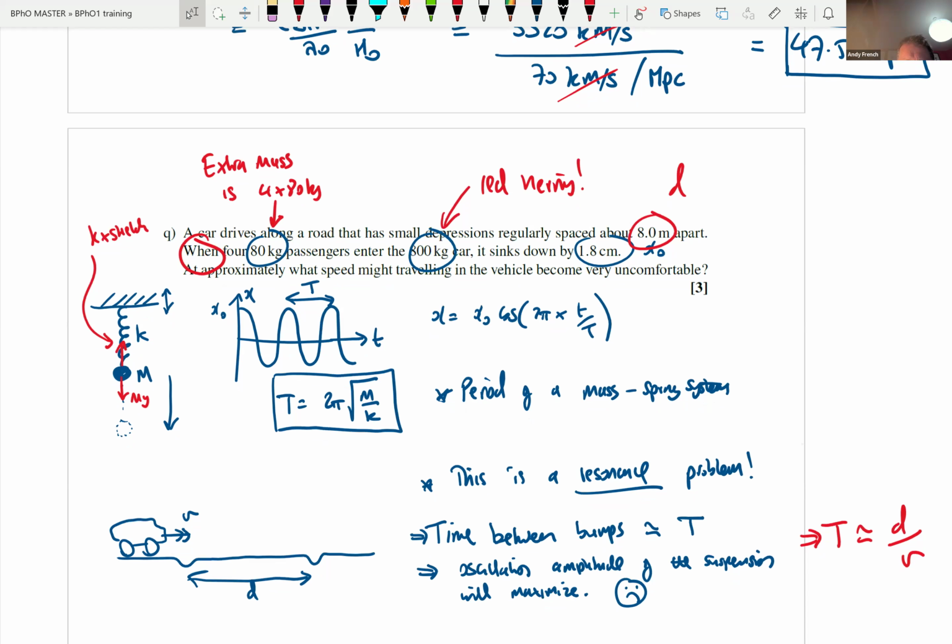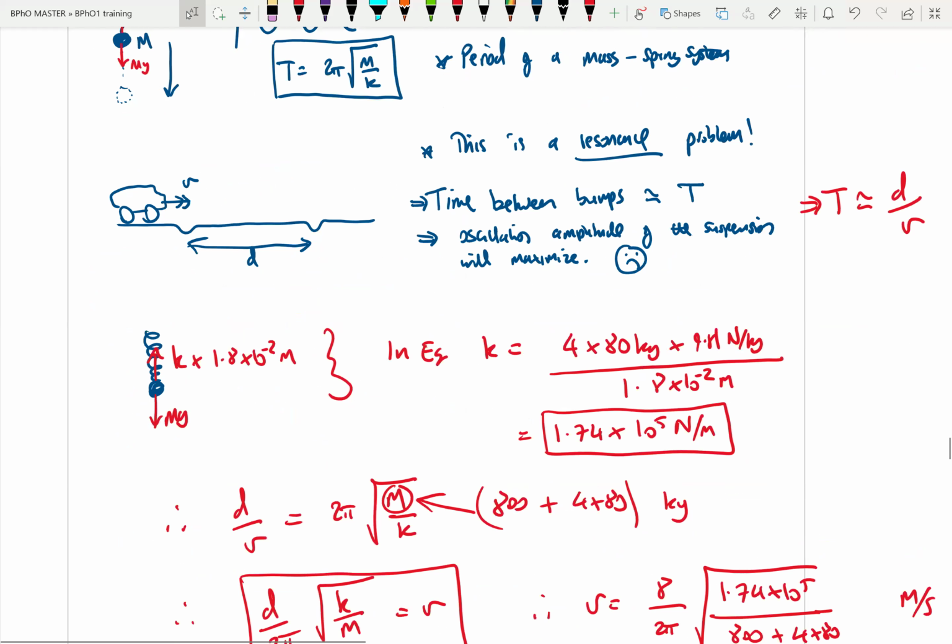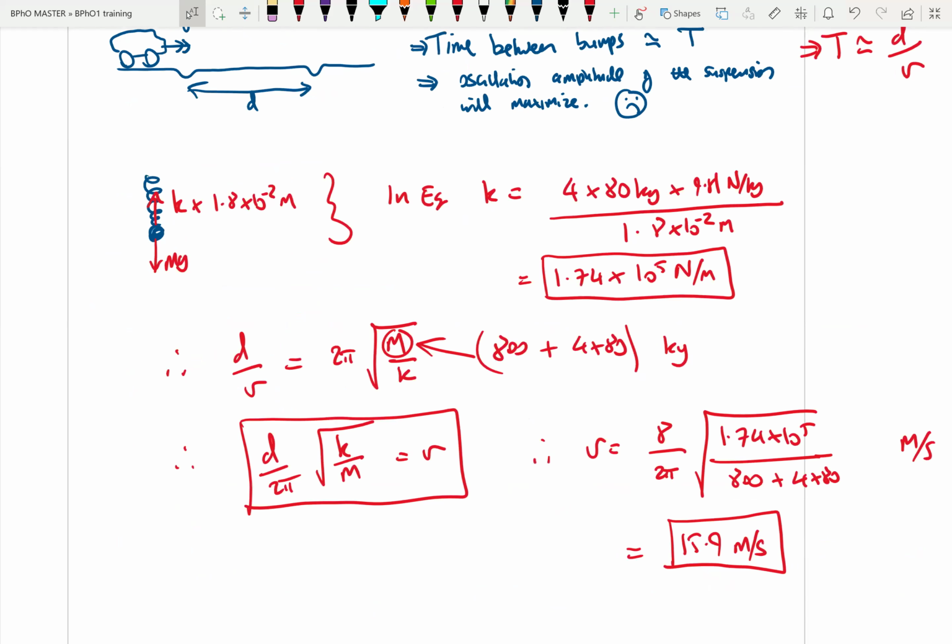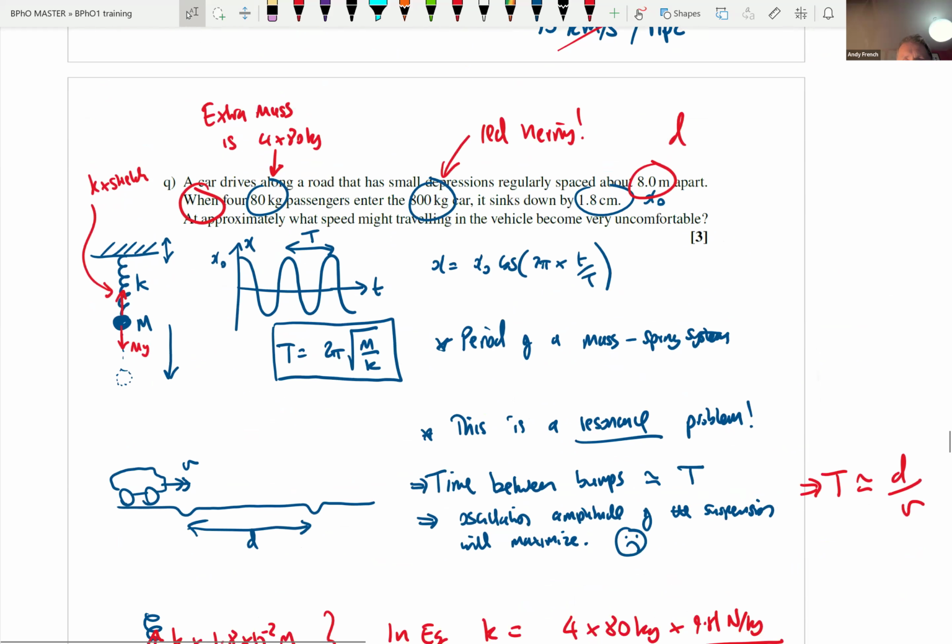Any questions? No, I mean, there's people asking about the formula, and someone about the D that we've got in here. Right, so that's the distance between the bumps.